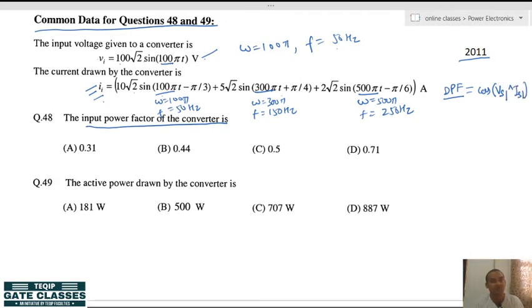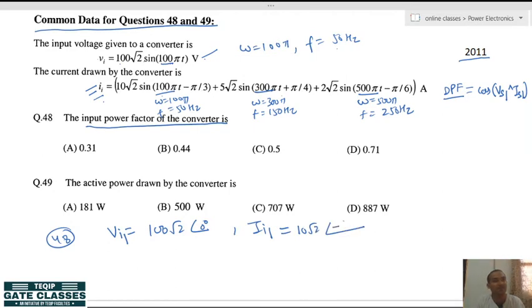Alright. So, see, the fundamental voltage component is here. I am solving the 48th question. So, what is the fundamental voltage component? If you write Vs1, you can write it as 100 root 2 angle 0. And if you write Is1, where 1 means fundamental, that is 10 root 2 angle minus pi by 3 radians, or basically you can also write it as 10 root 2 angle minus 60 degree.